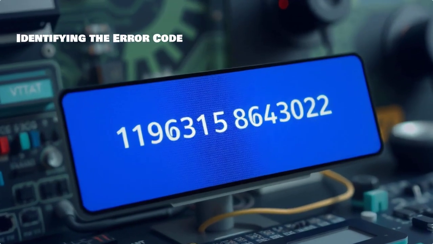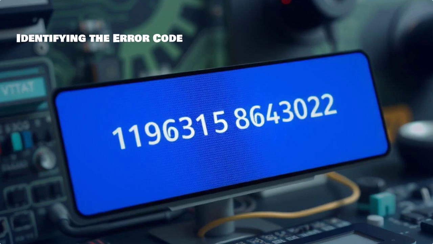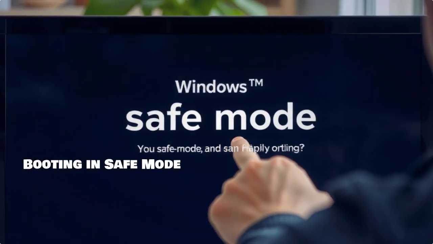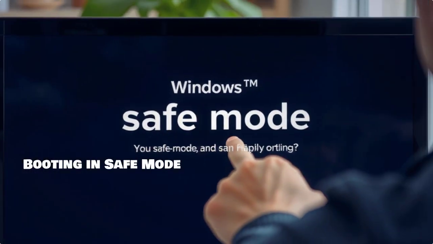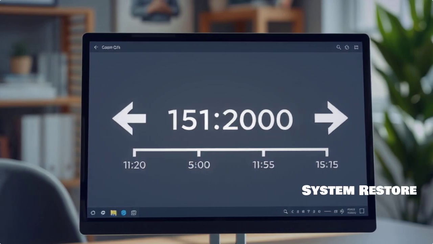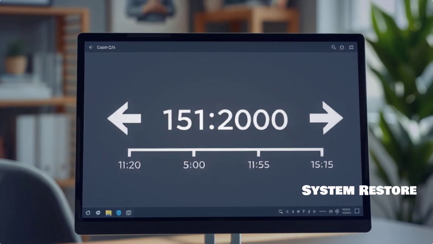Next, identify the error code. Understanding what these messages mean is key to diagnosing the problem. Booting in safe mode can help. This mode allows you to access the system registry and start up programs with minimal interference. If safe mode doesn't work, consider using System Restore to roll back to a previous working state.